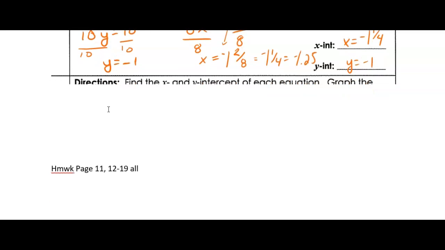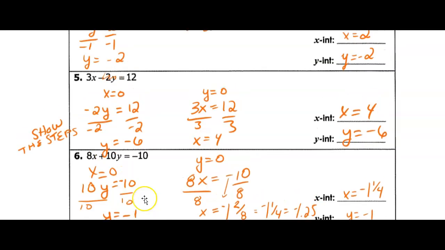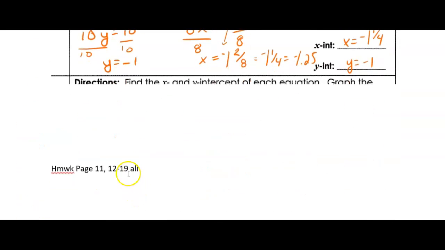I think your assignment today is pretty easy, but we are going to jump back a page, and you've got to be careful. There's no directions at the top of this page, and if you go back to page 10, it doesn't give you the directions that we would want to use. So your homework is page 11, 12 to 19 all, and you want to follow the same steps as our notes.